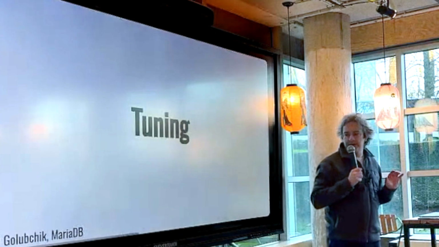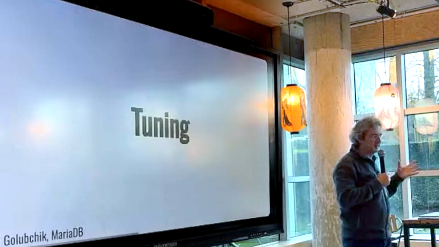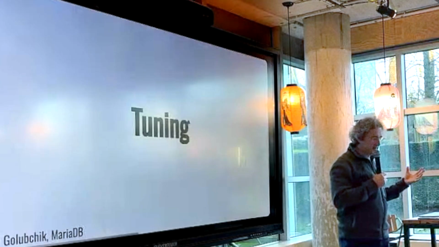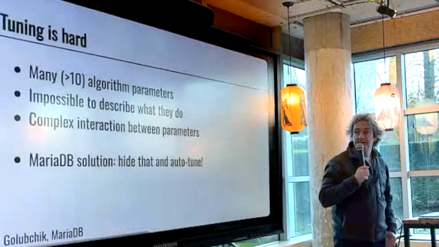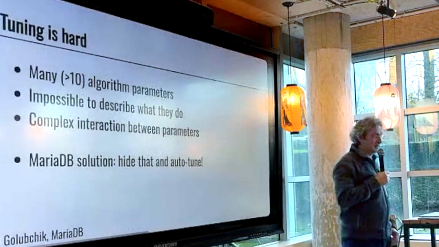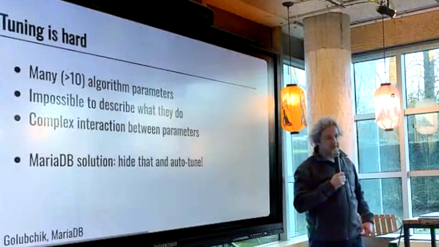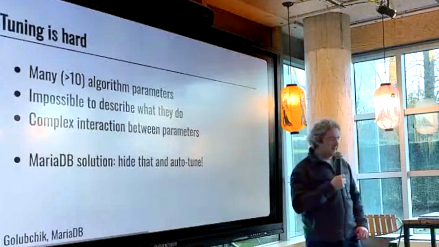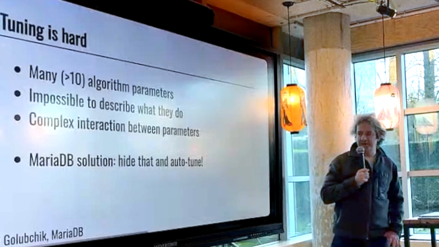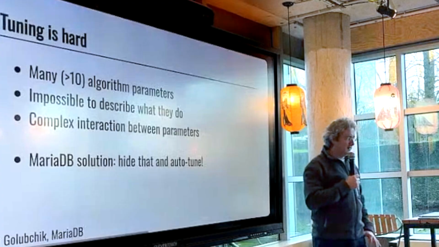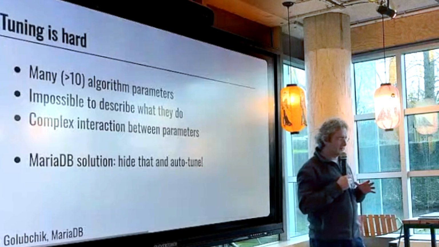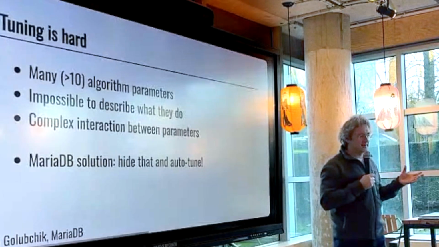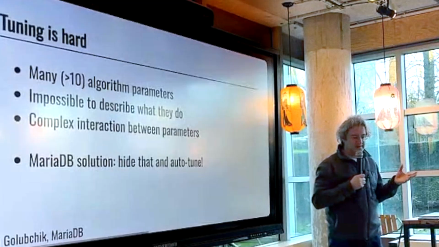So the important part is how you tune MariaDB vector search to perform well and deliver the quality that you need. The thing is, tuning the vector search is hard. In the modified MariaDB algorithm, there are lots of tuning parameters, more than 10, and they interact with each other in complex and unobvious ways. It's impossible to describe what they do in easy words.